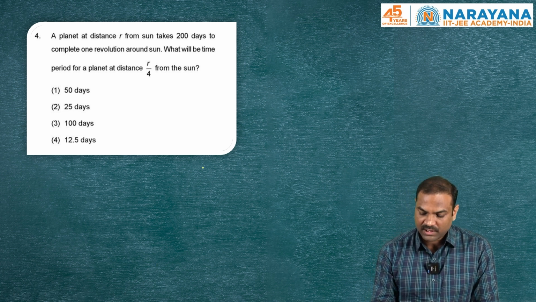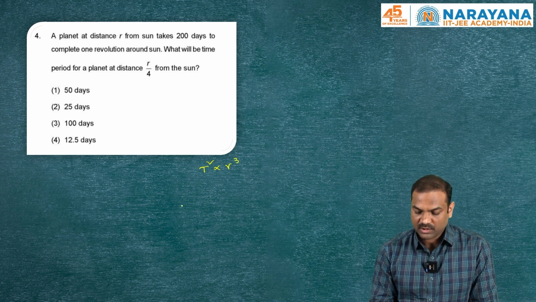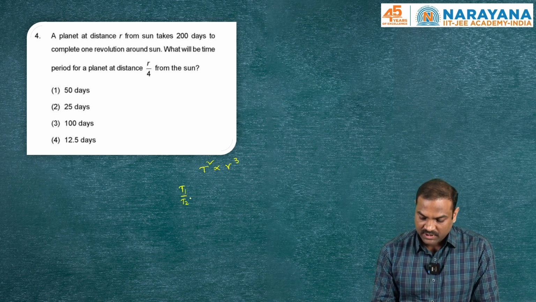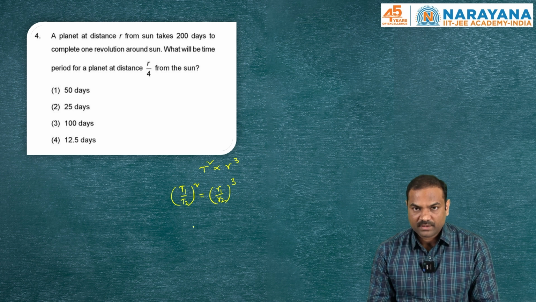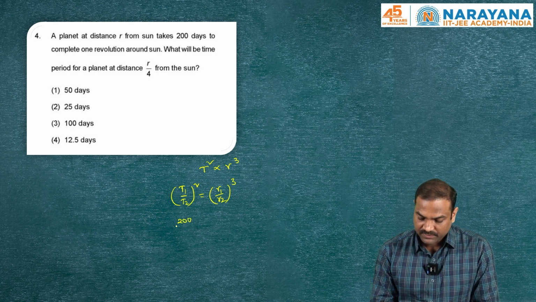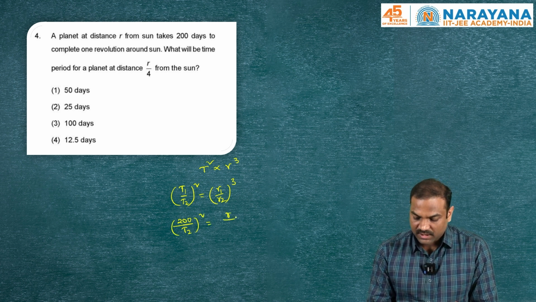So what is the relation between time period and distance? T square is proportional to r cube. So let us go with (t1 by t2) whole square is equal to (r1 by r2) whole cube. Okay, so t1 they have given as 200, and the t2 value we need to find out, whole square is equal to r1 value is r and r2 value is r by 4.